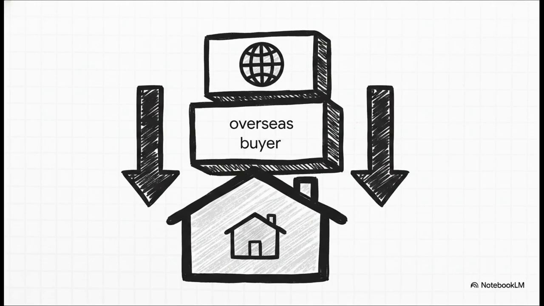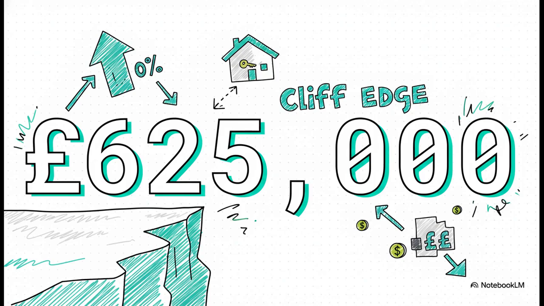So an overseas investor buying a second home, they are paying both the 3% and the 2% on top of all those standard residential rates. You absolutely must memorize this hard limit for first-time buyer relief. A qualifying first-time buyer pays 0% on the first £425,000 and 5% up to £625,000. But listen to this. If the property costs literally a single penny more than £625,000, this relief completely vanishes.